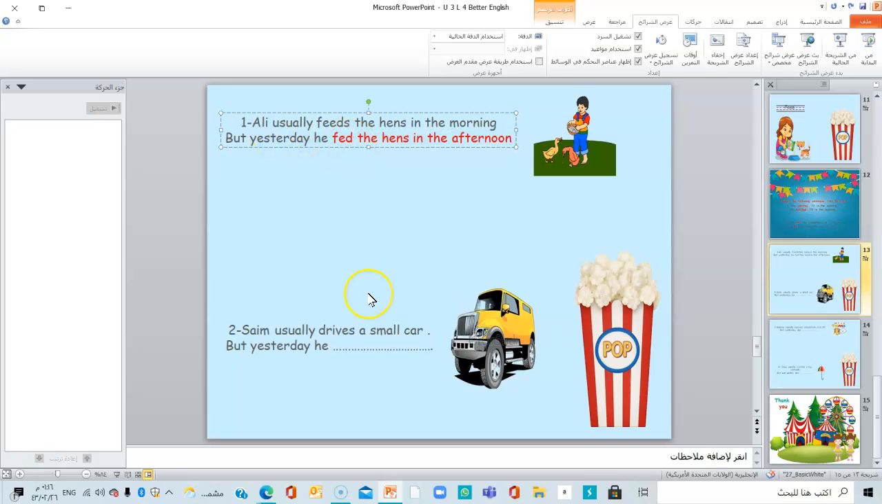Okay? So, what about two? Sammy usually drives a small car. But yesterday, what's the past of drive? Drove. He drove. So, what's the past of feed? Fed. What's the past of drive? Drove. But yesterday he drove a big truck.